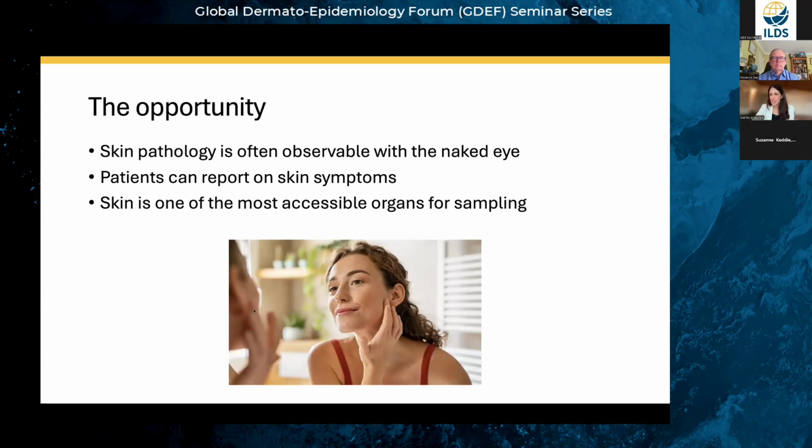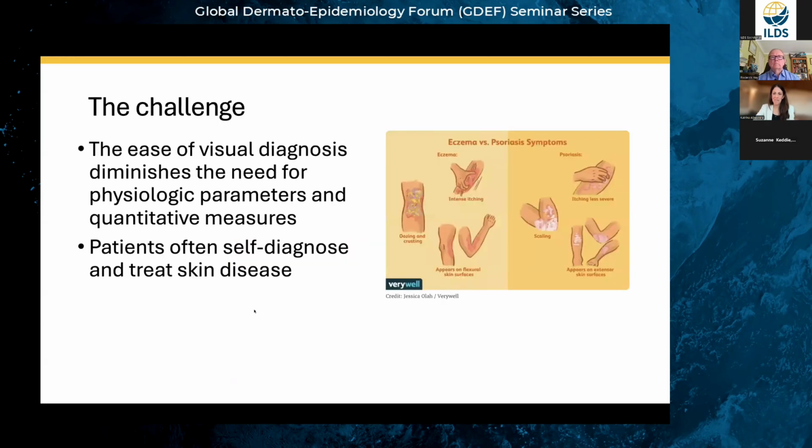So the opportunity is that we can see the skin. We can make diagnosis just by looking at it. Patients can also report on their symptoms. This is different from a lot of the other organs. Patients can't always tell you how their kidney is feeling. And it's very accessible for sampling. We don't have to do a craniotomy and a brain biopsy to get information. So there's a great deal of opportunity for measurement.